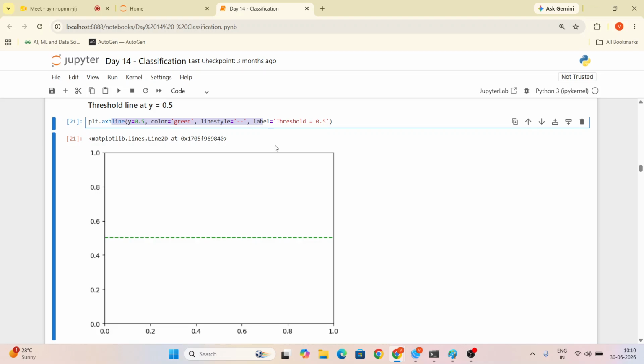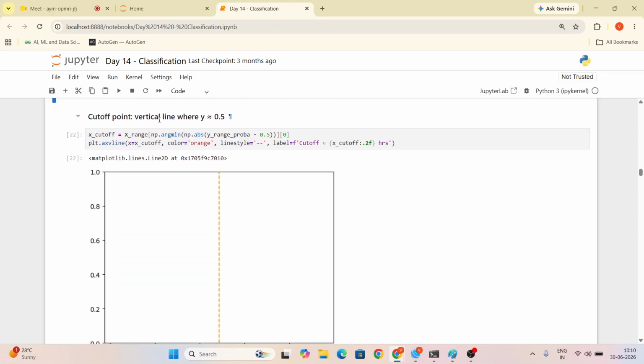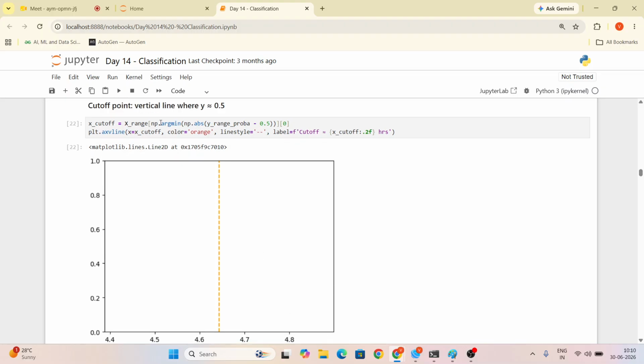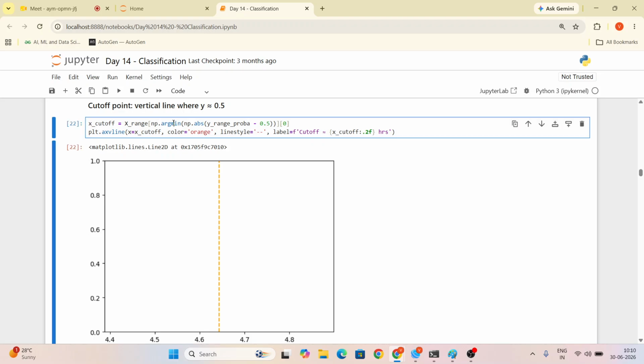Okay. And another one is the cutoff line. You have to separate it: if the people are inside this subplot, they are getting a fail mark; if they are in the other subplot, they are getting a pass mark. If the student studied, I think, 4.6 something hours, then if they study this many hours they will get a pass mark. So how do you find the cutoff? We will give the cutoff variable. It's orange color and the line is dotted here. I'll explain the coding, guys.